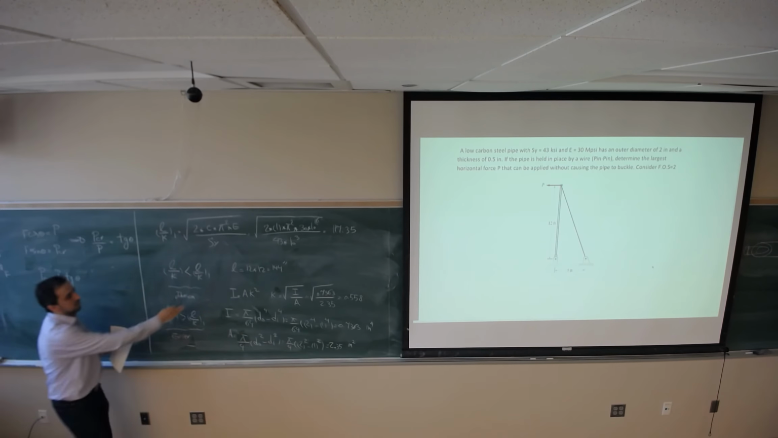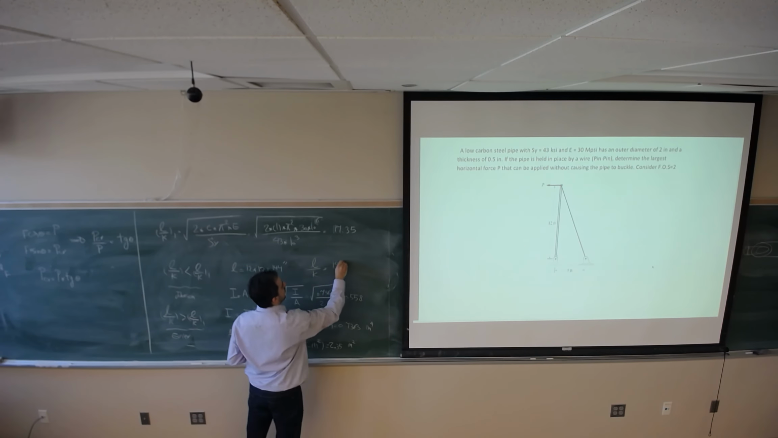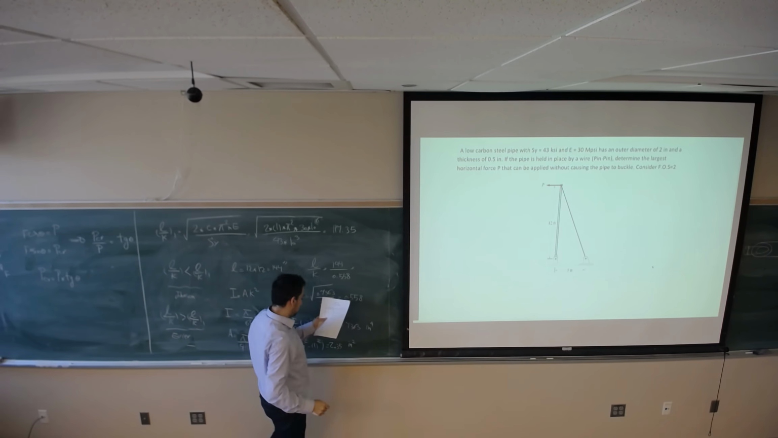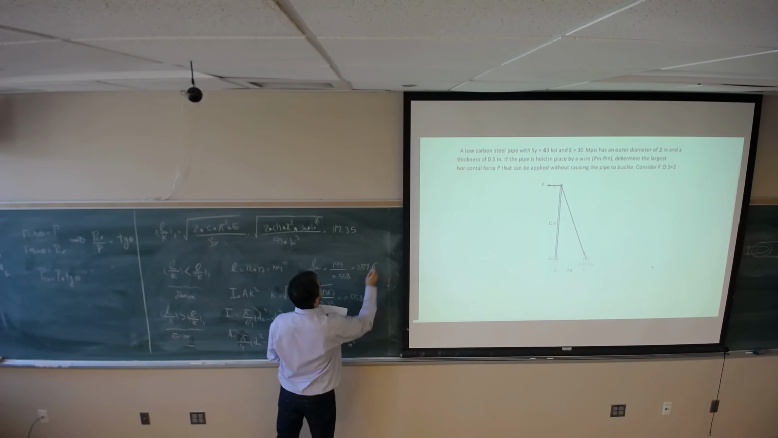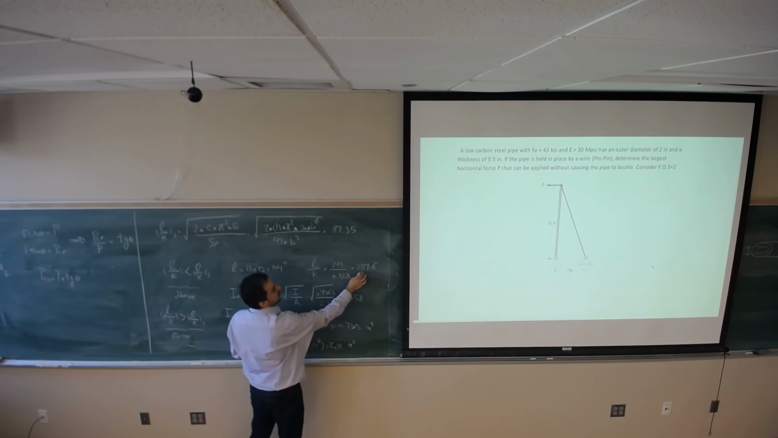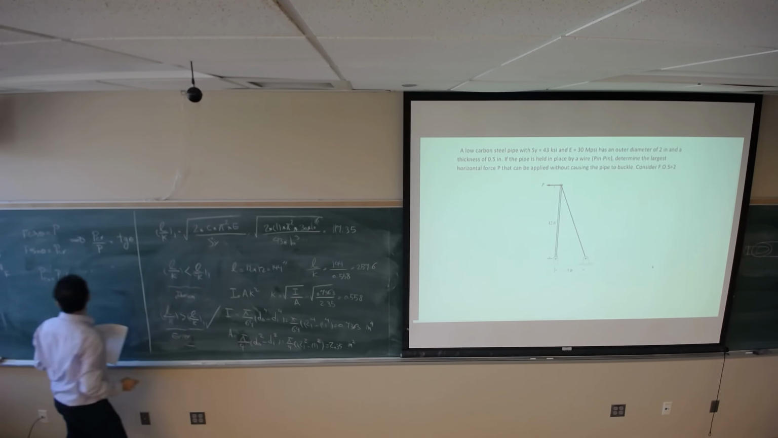Now find L over K. It's 144 divided by 0.558, which is 257.6. 257.6 is greater than L over K1, so we are going to use the Euler criterion.